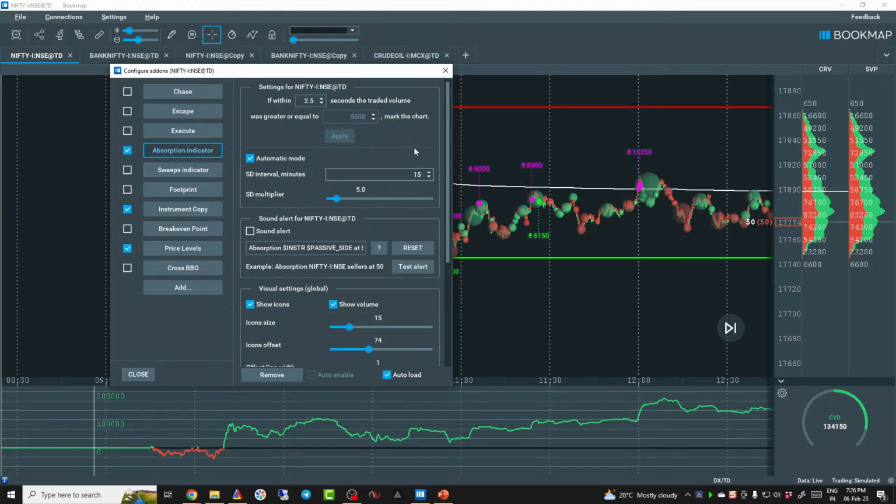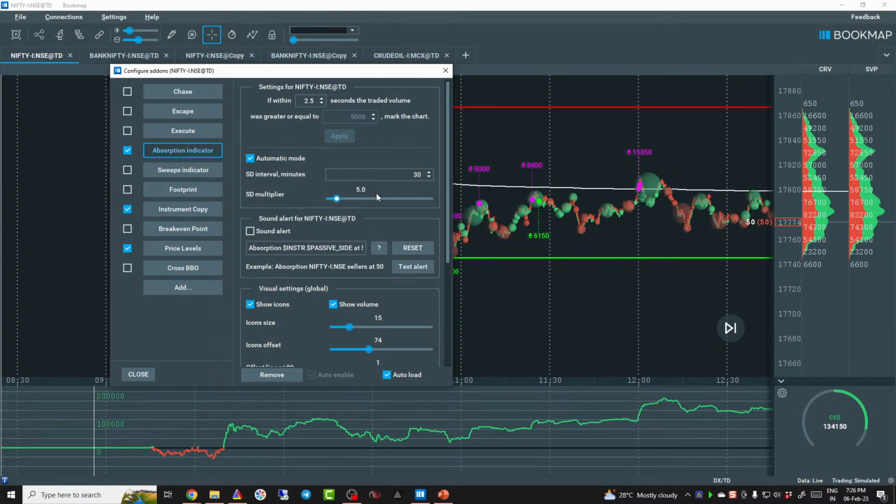So what it does is, for example, if I'm keeping it as 30 minutes, it looks back at the last 30 minutes of information on the average order volume and multiplies it by the SD multiplier. That's what it does. So if I decrease the multiplier, signals will be more. If I increase the multiplier, signals will be less. This changes from instrument to instrument. Usually for Nifty and Bank Nifty, 5 works out to be the better one.